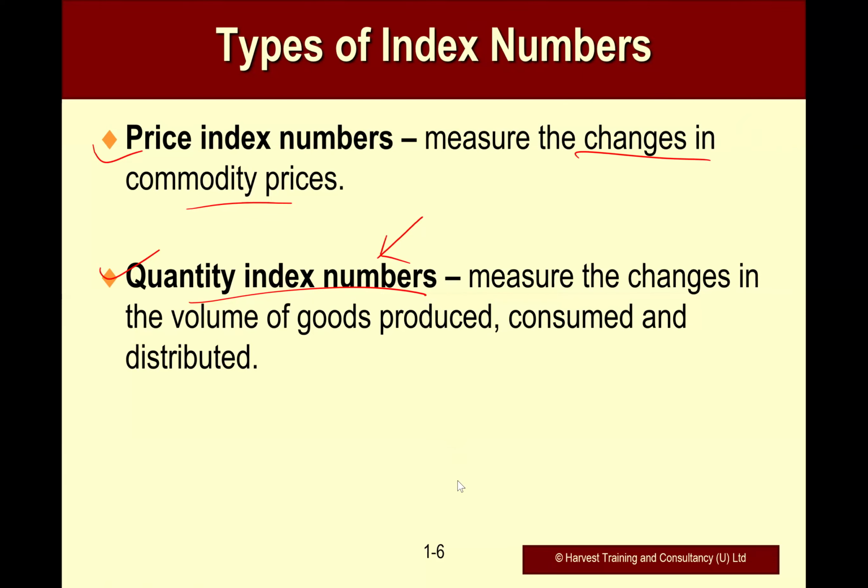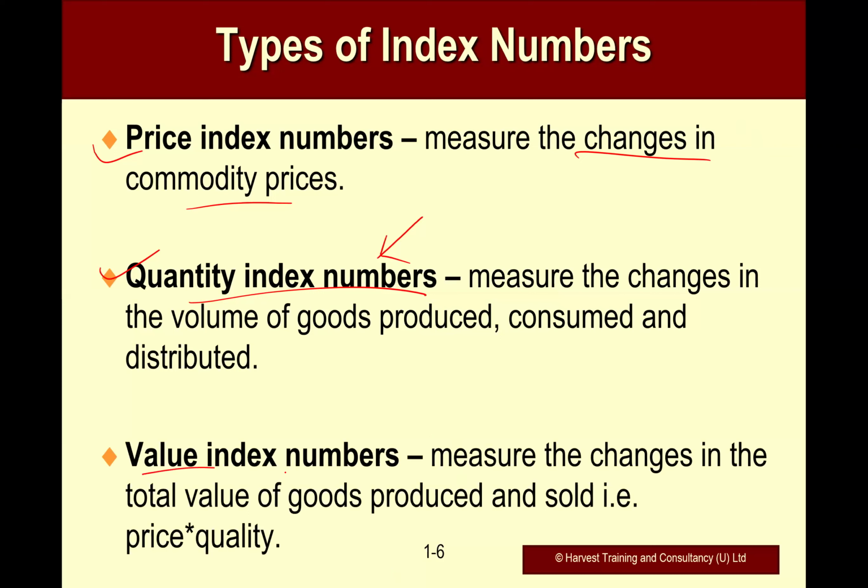And then finally, we have the value. Value is the output, which is the price times the quantity. And this measures the value of the goods produced and sold. The value of goods produced and sold. So value depends on the price and quantity. So these are our three major types of index numbers.